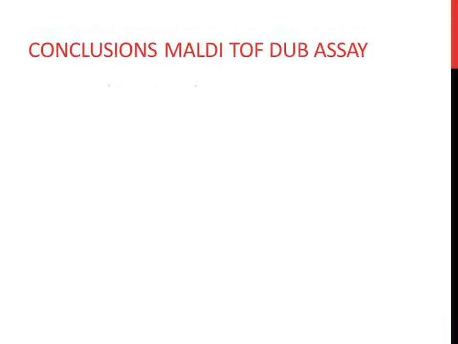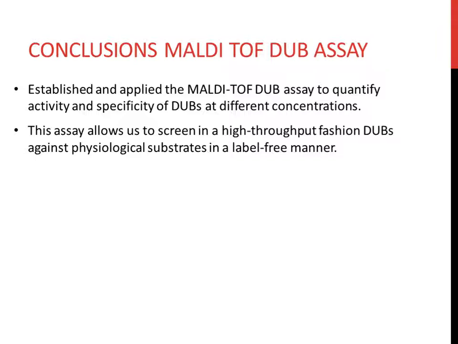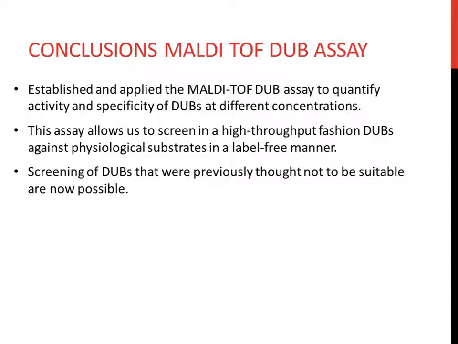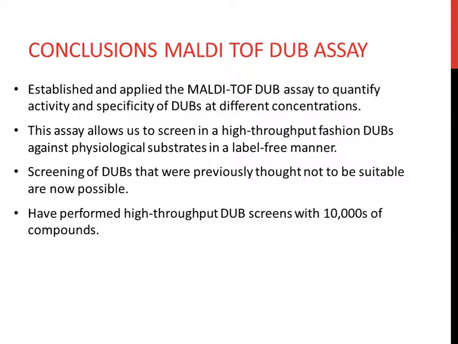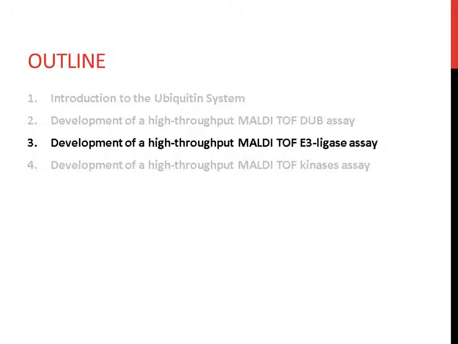Now, to conclude the MALDI-TOF-DUB assays part, we established and applied the MALDI-TOF-DUB assay to quantify activity and specificity for DUBs at different concentrations. This assay allows us to screen DUBs in a high-throughput fashion against their physiological substrate in a label-free manner, and screening of DUBs that was previously thought not to be possible is now possible. We have performed, in Dundee, where I was still based, screens of DUBs against 10,000s of compounds, and it is now possible to really target them with proper libraries. And we have also seen that highly specific DUB inhibitors in the nanomolar range are now possible. So now I would like to switch gears and move to our E3 ligase assay.